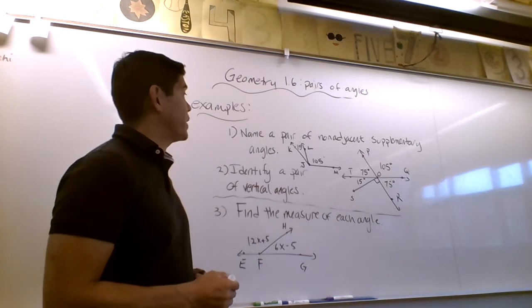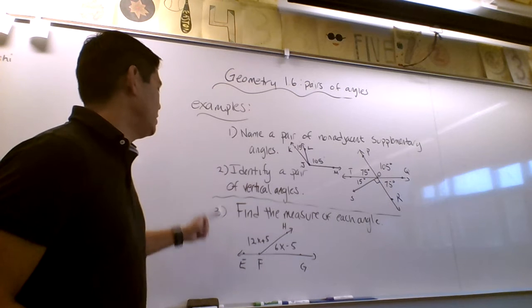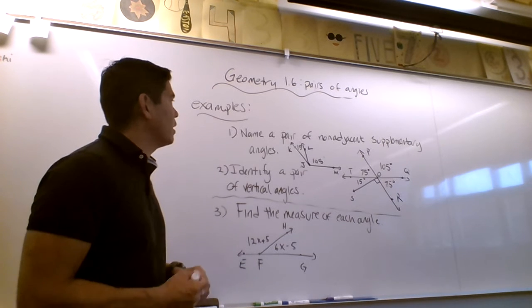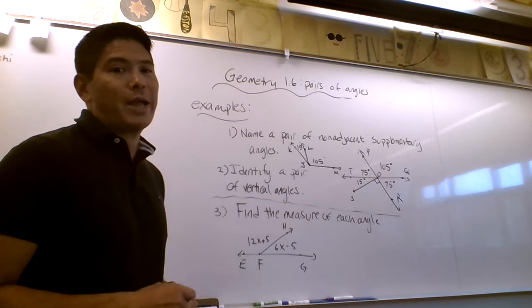For 1.6, pairs of angles. I'm going to use these diagrams here for questions 1 and 2, and then I'll use this diagram for number 3. But on the first question, name a pair of non-adjacent supplementary angles.